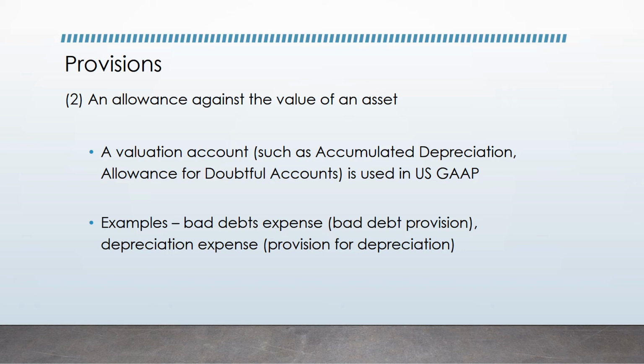Another way that the term provision might be used is that it's an allowance against the value of an asset, such as a valuation account, accumulated depreciation, allowance for doubtful accounts under US GAAP. Under IFRS, they might call it provision for bad debts or provision for depreciation.